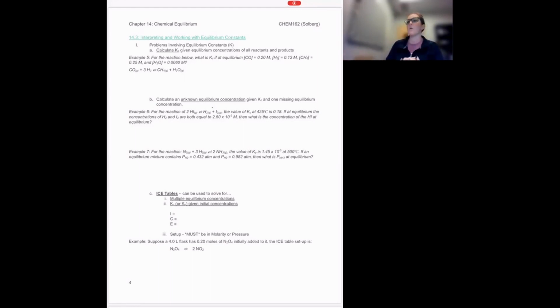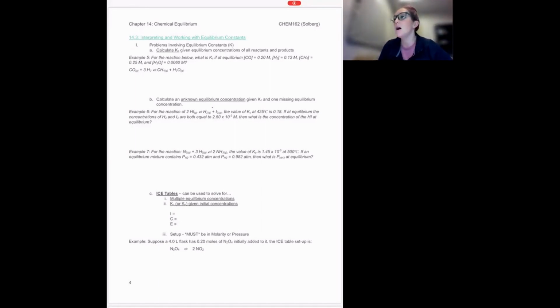Okay, so we are starting on 14.3. I've got problems involving equilibrium constants. So we've been talking about the equilibrium constant, what it is. We got products over reactants, to the power of whatever the coefficient is in the reaction. But how can we calculate what it is if I don't actually have every single specific concentration or things like that? So we know how to write them. We're going to do calculations with them today because we can actually find out a lot of things.